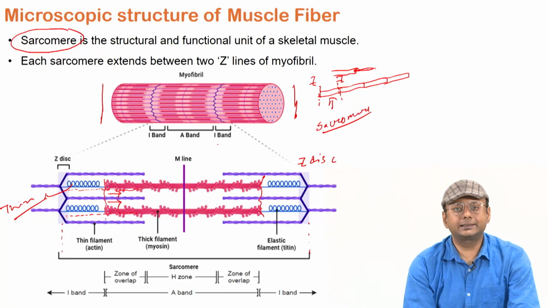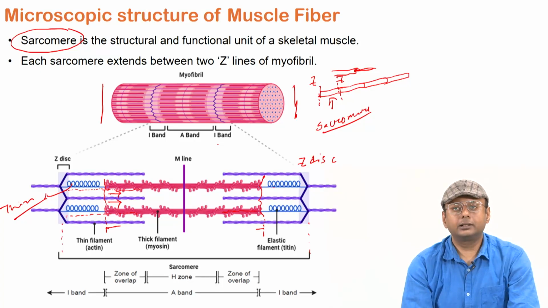Wherever the thick filament starts, from one corner to the other corner of the thick filament, this is called the A band. So what is the A band? The A band is the complete zone or region of the thick filament, although in the corners there might be some thin filament also infused with the thick filament.